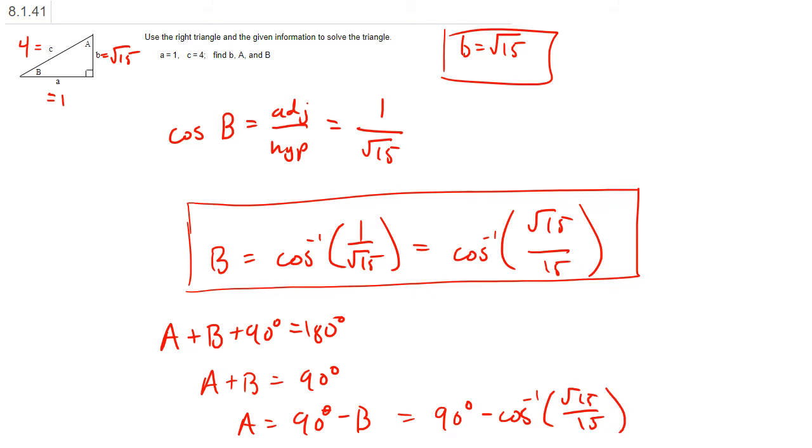This is also correct, as long as you specify that your arc cosine function is in degrees, not radians. If you were in radians, you would simply want to convert everything to radians and call this pi over 2 minus the arc cosine of root 15 over 15.